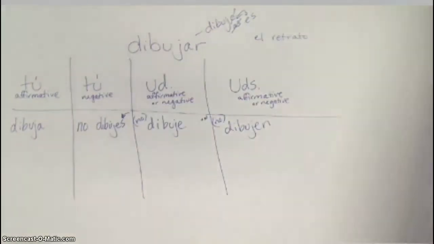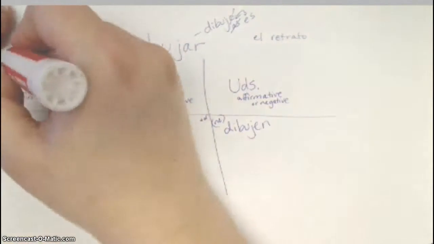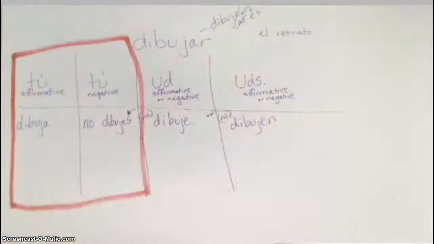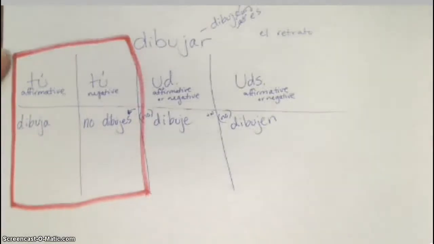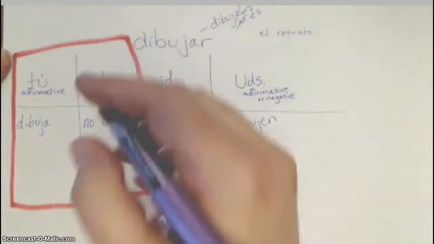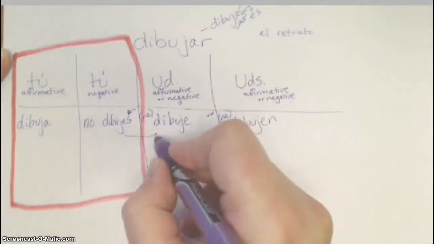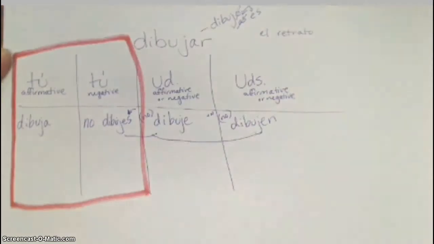So the big deal here is that tú has a different version for affirmative and negative. Usted and ustedes don't. And again, I like to get to tú negative first and then start taking things away or adding things to get me to that. That's what I would suggest, but you do what you want to do.